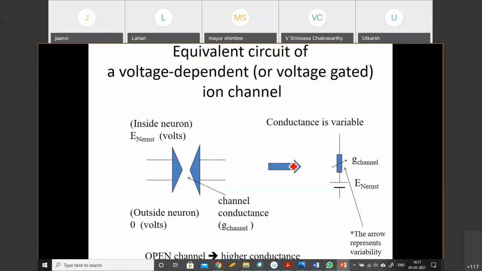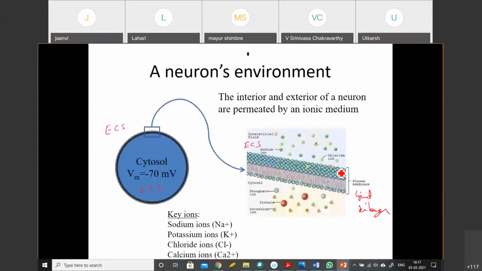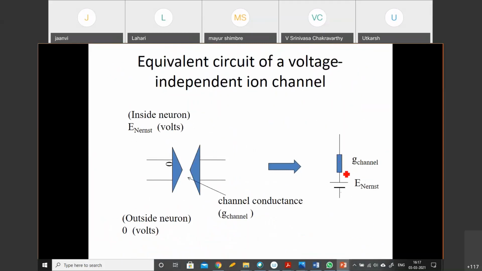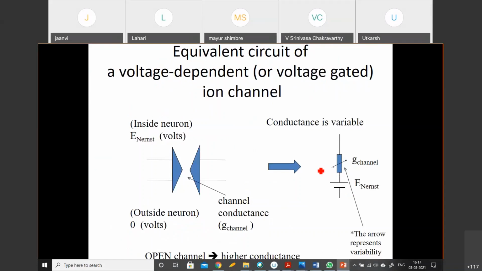So you can represent electrically an ion channel as a series of a conductance and a battery. Battery is Nernst potential. Particularly if the channel is a voltage dependent channel, you put an arrow across the conductance just to indicate that the conductance is time varying. It can vary.